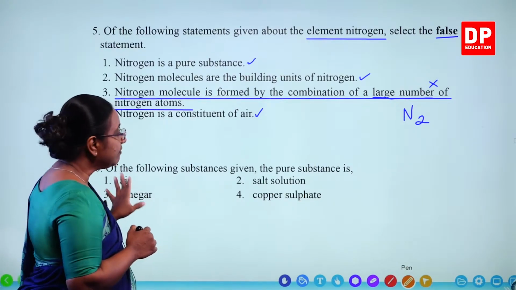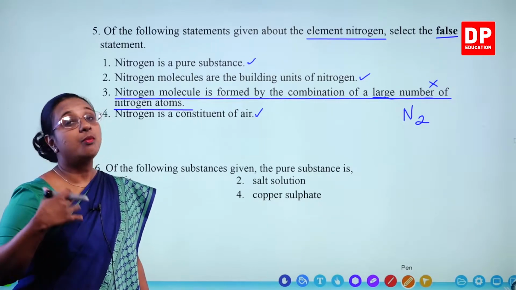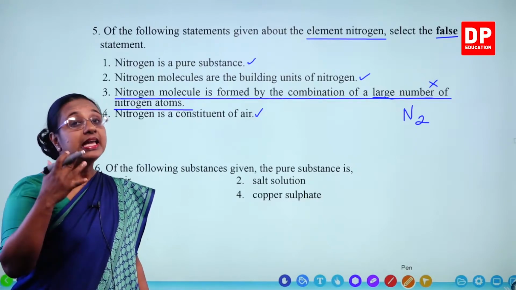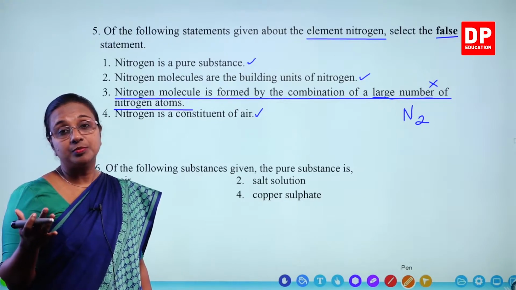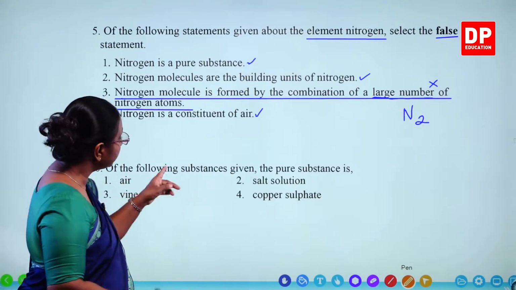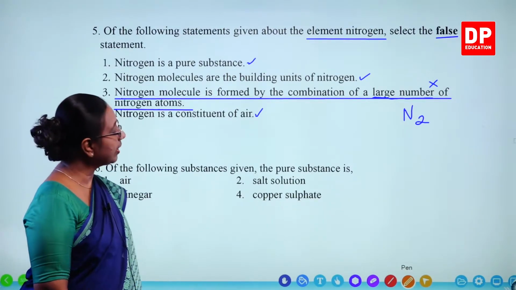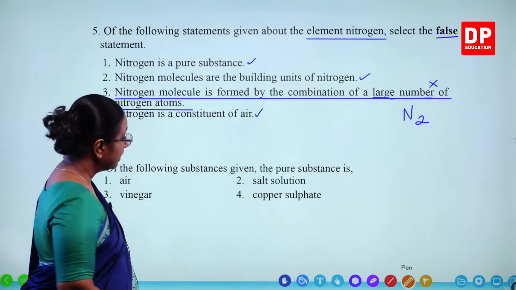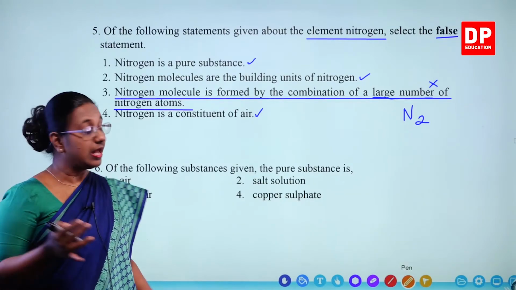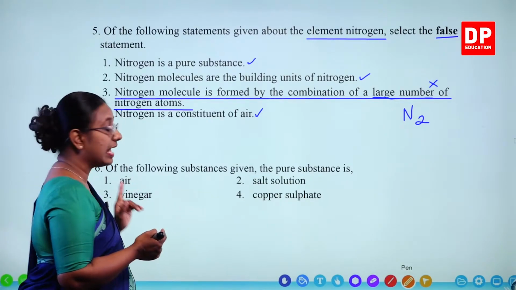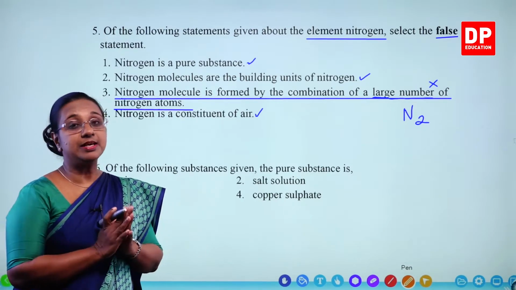But still, when we say vinegar, the vinegar that we buy from the shops or what we use for cooking purposes, it will contain acetic acid, but there can be other components as well. So, of the following substances given, the pure substance is. Then if we look at the fourth one, copper sulfate, that is more suitable because copper sulfate is just one compound. Now here instead of vinegar, if they have said acetic acid, then of course that will be a compound, so it is a pure substance.